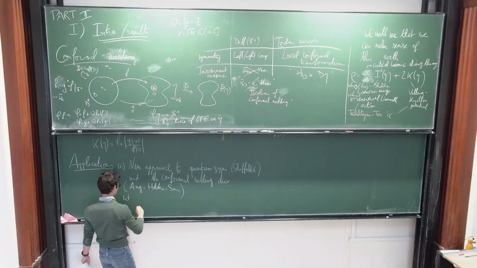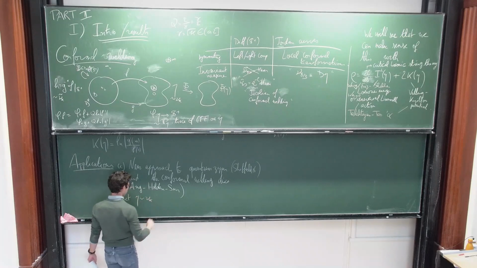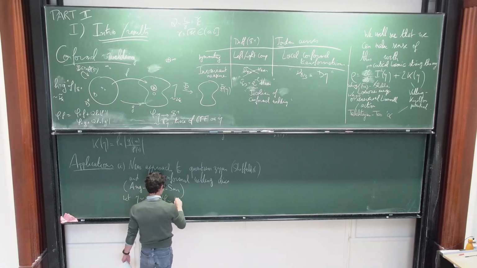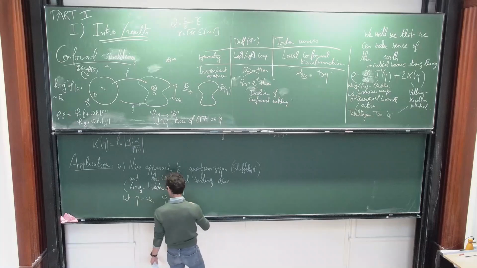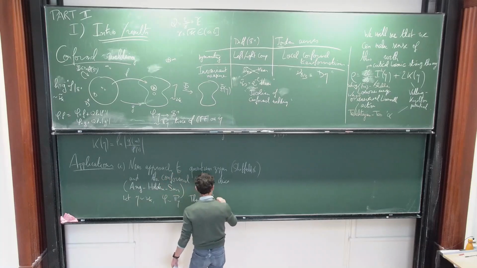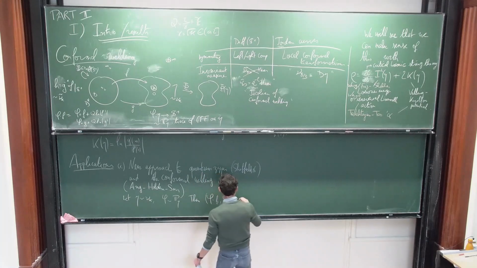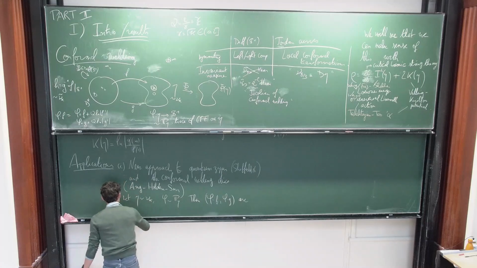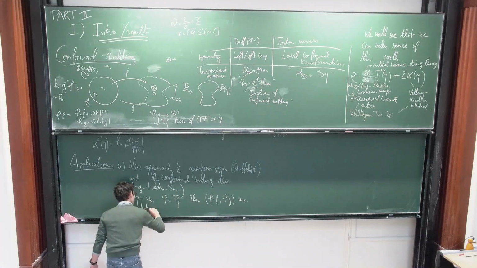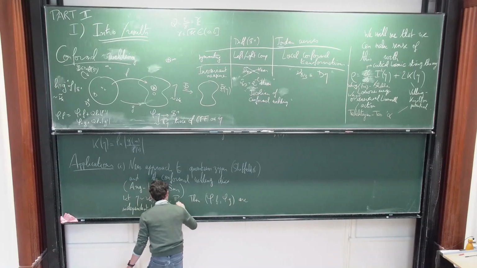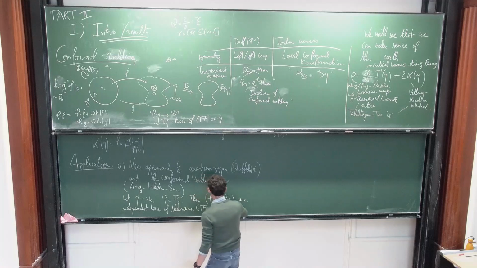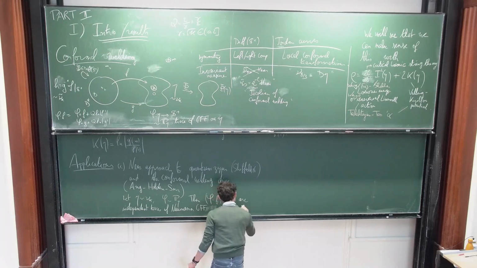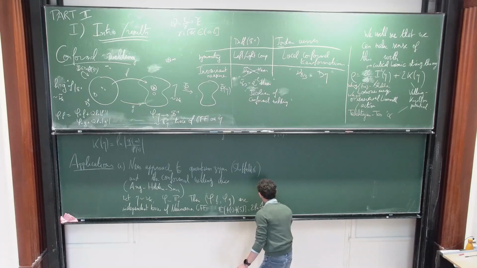if you sample eta from the SLE kappa loop measure and phi from this GFF restricted to the curve, conditionally on the curve, independently, then this pair phi dot f, phi dot g are independent traces of the Neumann GFF, Neumann GFFs, which effectively means that they have this covariance property, which is twice the log of 1 over z minus w.